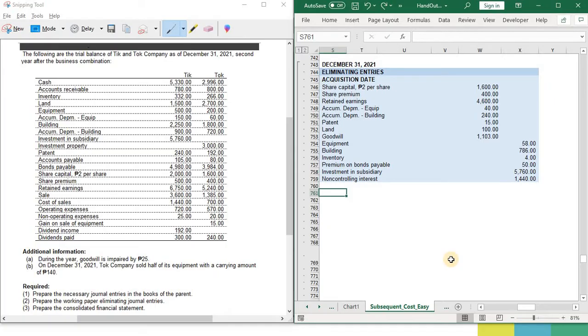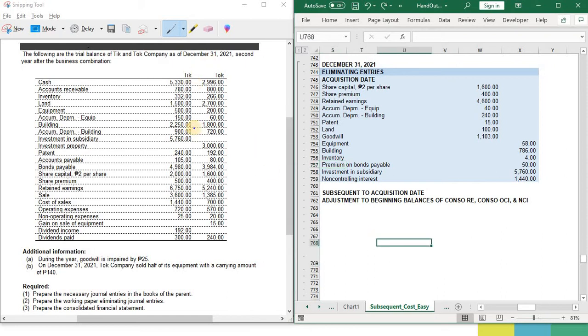So let's start with the eliminating entry subsequent to acquisition date. So the first entry would be the adjustment to the beginning balances of the consolidated retained earnings, consolidated other comprehensive income, and non-controlling interest. So based on our problem, we don't have other comprehensive income. What we have is only retained earnings. Only the change in the retained earnings starting from the acquisition date shall be accounted for.